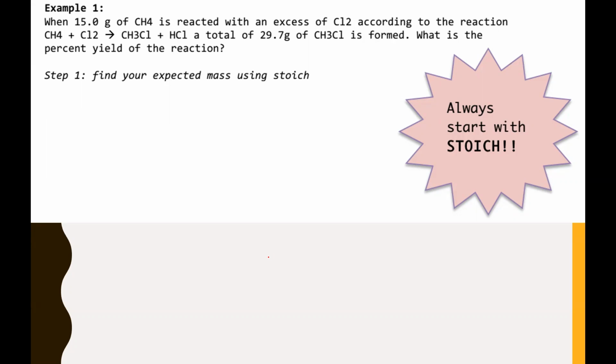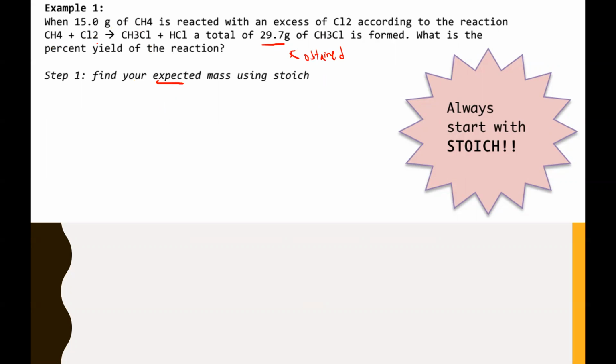Step one, find your expected mass using stoich. You should always use your stoichiometric principles, using your balanced chemical equation, to figure out what your expected mass will be. This mass that the question gave us of CH3Cl is your obtained. In other words, that was your experimental value. That's what was actually measured from this chemical reaction. We want to find what stoichiometry would expect from this, okay?